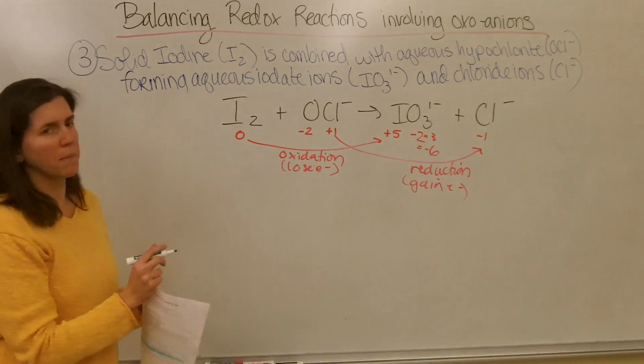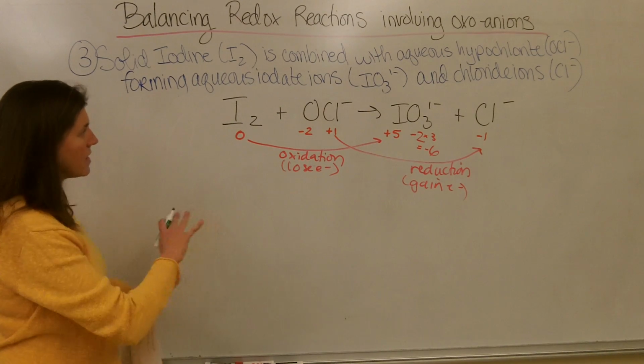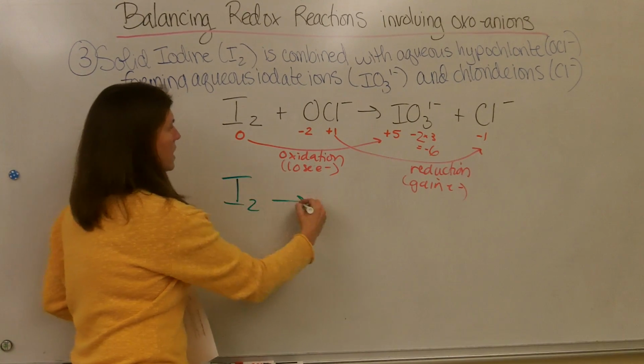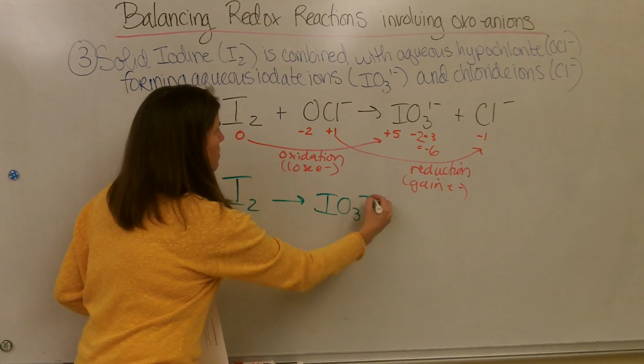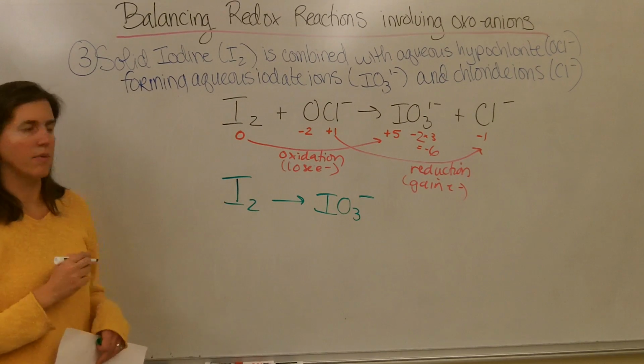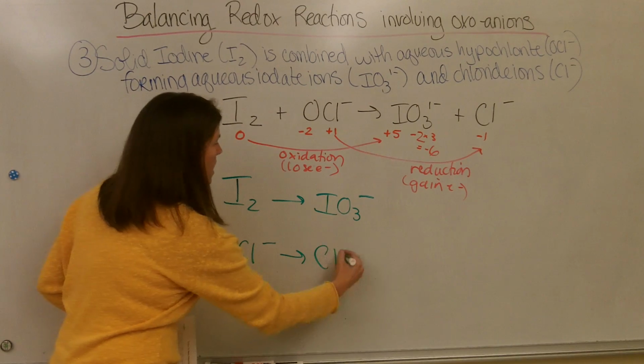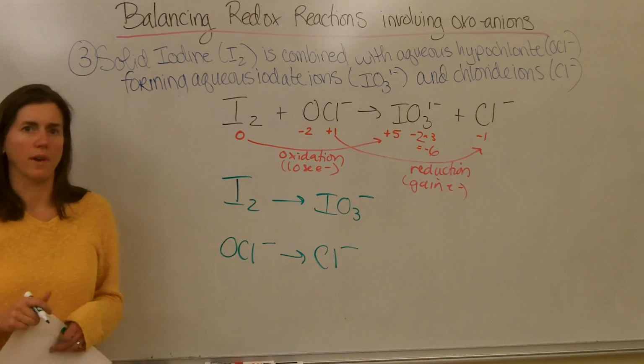Now I'm going to split them up into what we call skeleton half reactions. My first one is I2 to IO3 minus. That's my oxidation half reaction. And then OCl minus to Cl minus. That is my reduction half reaction.